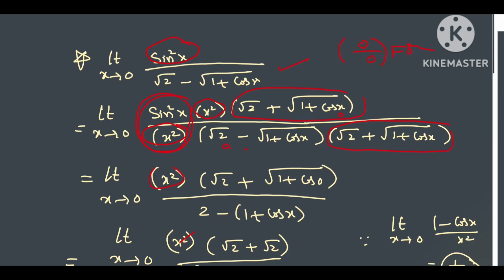Upon here, in the denominator we should write a minus b into a plus b. What is the form? A square minus b square. So a square is nothing but root 2 whole square, which is 2. And b square is nothing but root 1 plus cos x whole square, which is 1 plus cos x.